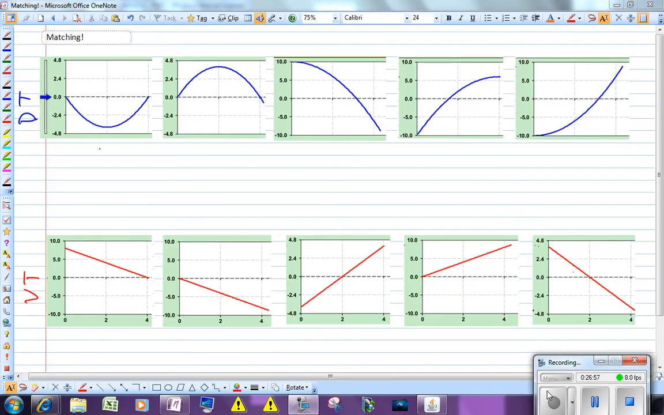So here are all the motion graphs from earlier. The blue ones are position time graphs, and the red ones are velocity time graphs. And I'd like you to take a minute and see if you can match up each of the velocity time graphs to the correct position time graph. Remember, the thing that links DT graphs and VT graphs is the velocity. The slope of a position time graph gives you the value you read on the VT graph, which gives you the velocity. So take a minute and see if you can match these two.